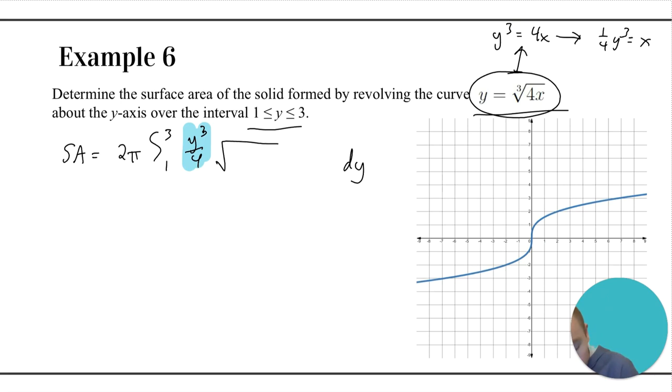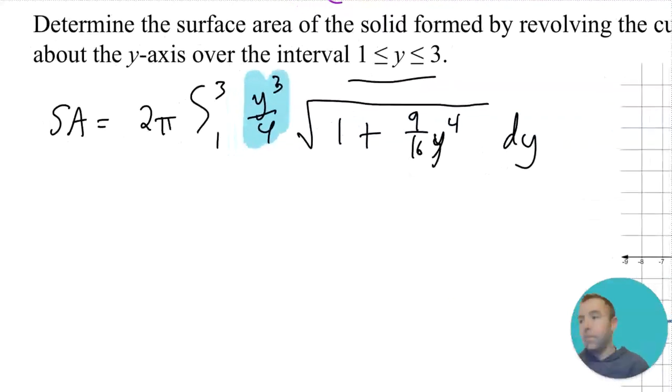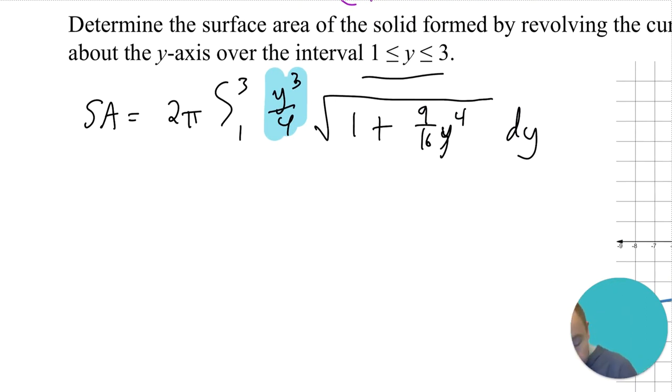Then we need to multiply that by the square root of 1 plus the derivative of that squared. So we take this and get the derivative, dx/dy, using the power rule. You bring the 3 down and it becomes 3/4 y squared, but then that has to get squared. So dx/dy squared is 3/4 times 3/4, which is 9/16, and y squared squared is y to the fourth. So what we need right here is 9/16 y to the fourth. Beautiful. Then we can integrate this and come up with an answer. It's not super crazy, but it's not the nicest answer we're going to get.